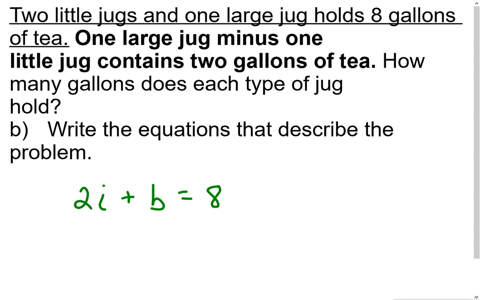There's my first one. Now, my second one that I have in bold says 1 large jug minus 1 little jug contains 2 gallons. So I'm going to write it right there. The large jug, and then subtract the little jug, it tells me it's going to equal 2 gallons. And now I have 2 equations that I can use to help solve this. It's a system of equations that's going to solve this word problem.